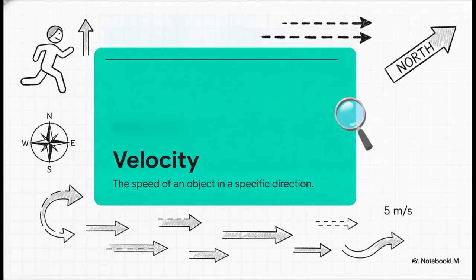Okay, to understand acceleration, we first have to lock down a few basic definitions, starting with velocity. Velocity is simply the speed of an object in a specific direction. Now, it's really important not to confuse this with just speed. Look at it this way. If you tell me you're running at 5 meters per second, you've just given me your speed. But if you tell me you're running 5 meters per second north, well, now you've given me your velocity. It's the whole package. It's both how fast you're going and exactly where you're headed.